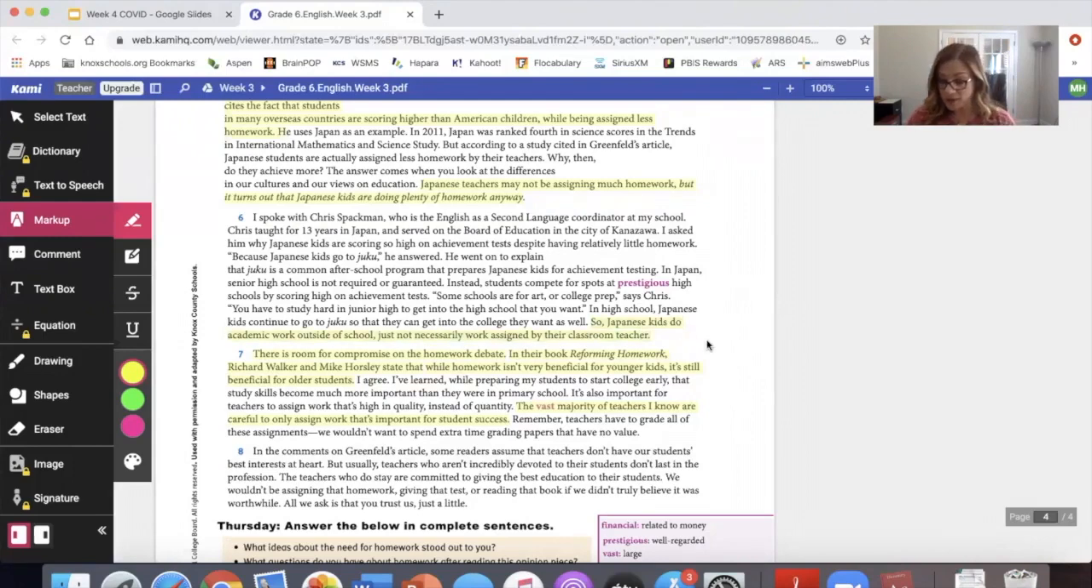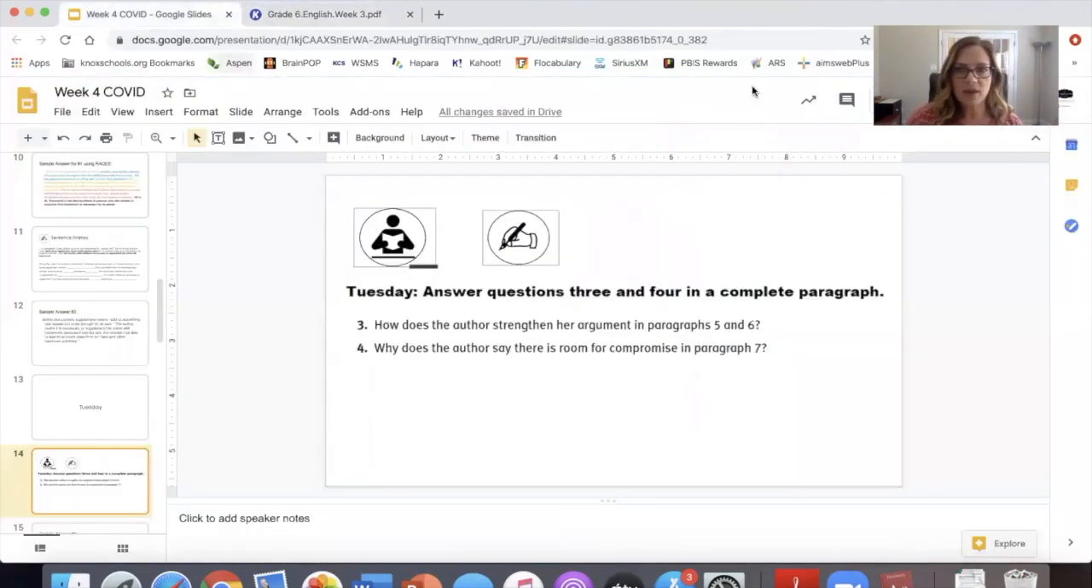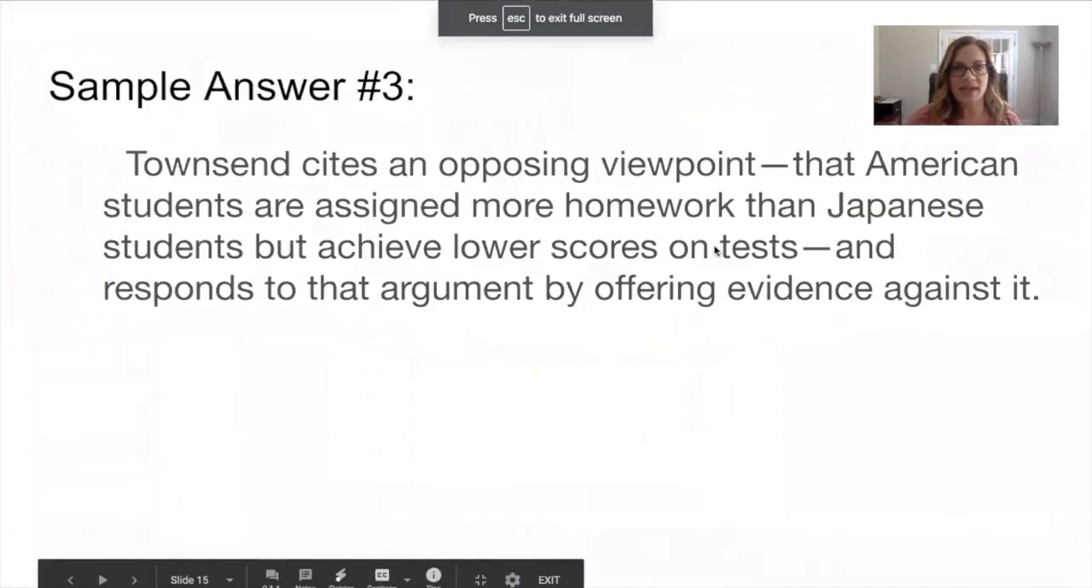Okay, so she wanted to bring this up to strengthen her argument that while the teachers themselves are not assigning the work, the students are choosing to do it on their own. So they're still getting that same reinforcement. It's just not technically being assigned by the teacher. Okay, so that takes me into my answer for 3.